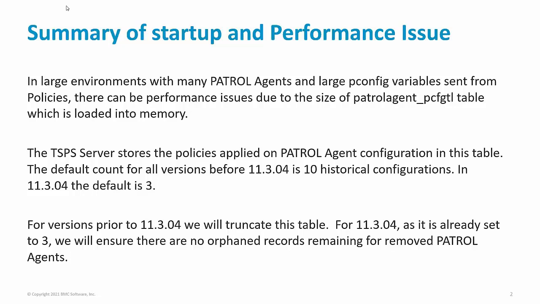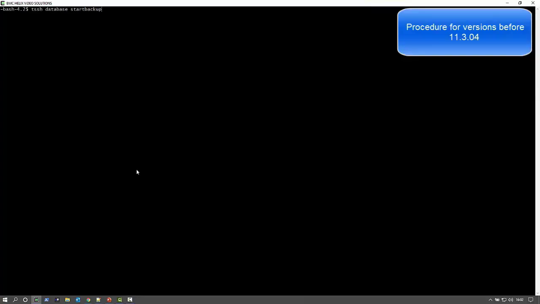In TSPS versions prior to 11.304, the last 10 copies of the configuration sent to each patrol agent were stored in this table, and the procedure here will be to change the setting to store only 3 copies and then truncate the table. In 11.304, the new default setting of keeping only the last 3 entries for each agent is already set, and we will use an SQL statement to ensure that any stale entries are cleaned up. And now I will go into the demonstration.